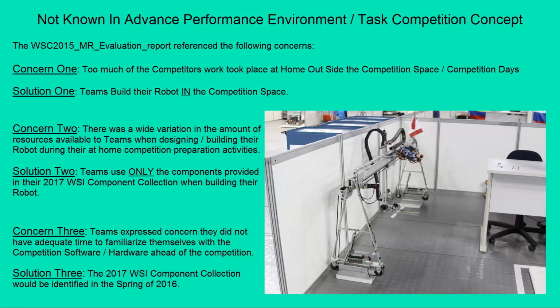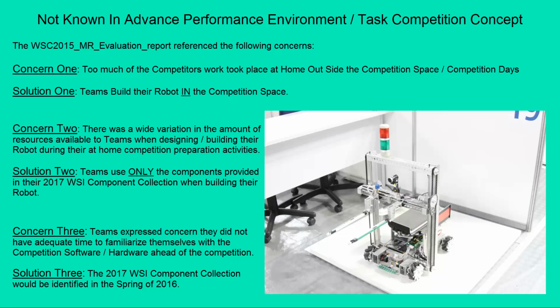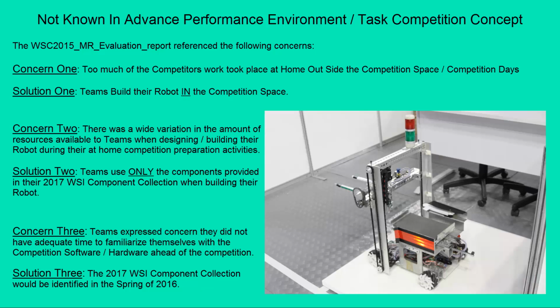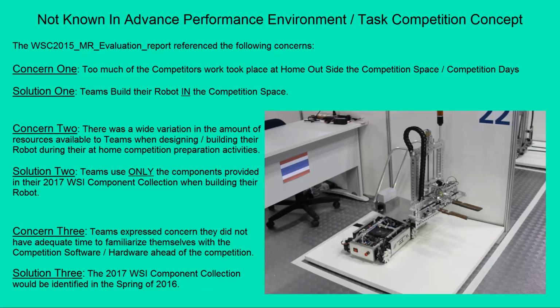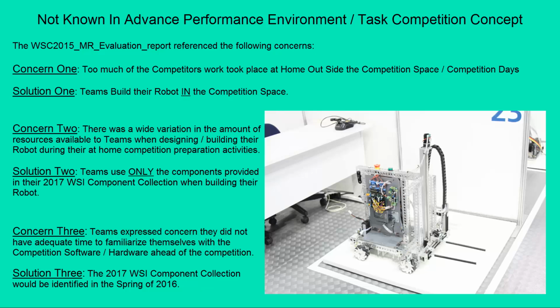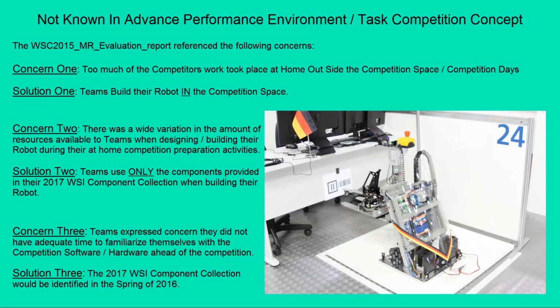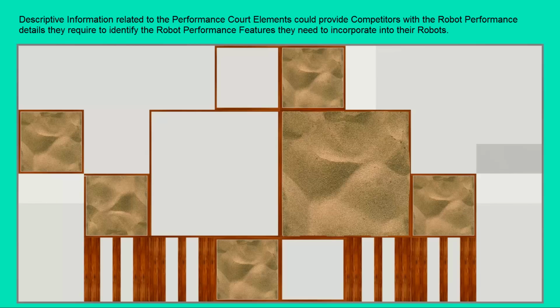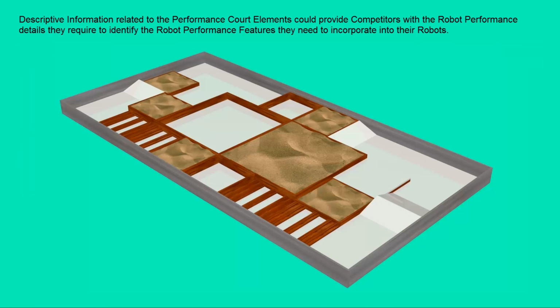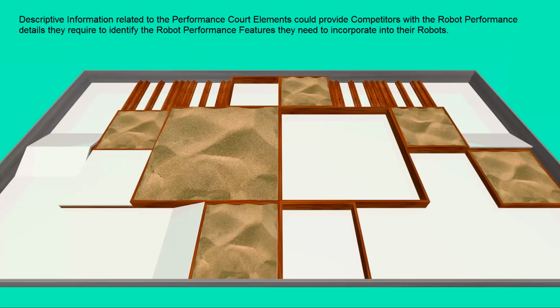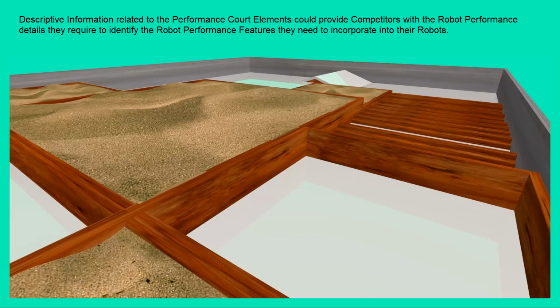Concern 3. Teams expressed concern they did not have adequate time to familiarize themselves with the competition software, hardware ahead of the competition. Solution 3. The 2017 WSI component collection would be identified in the spring of 2016. Descriptive information related to the performance court elements could provide competitors with the robot performance details they require to identify the robot performance features they need to incorporate into their robots.